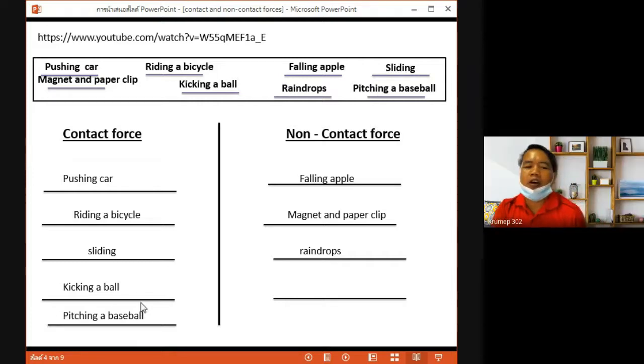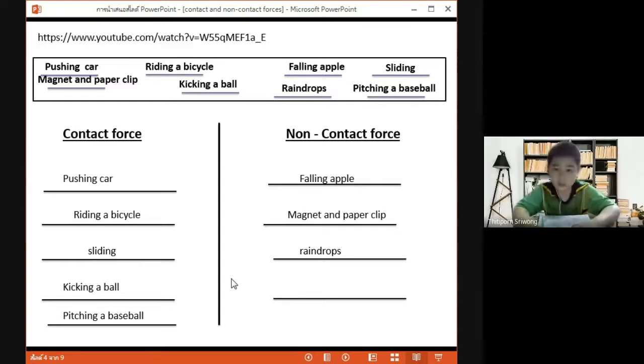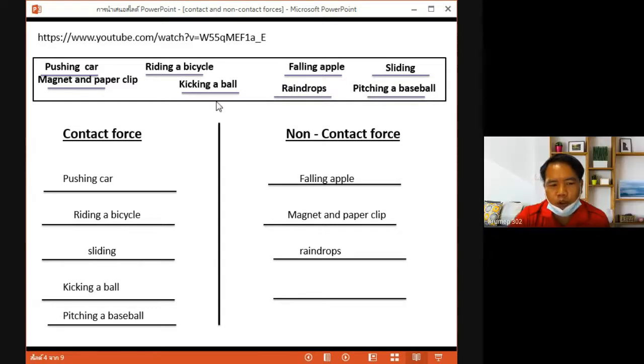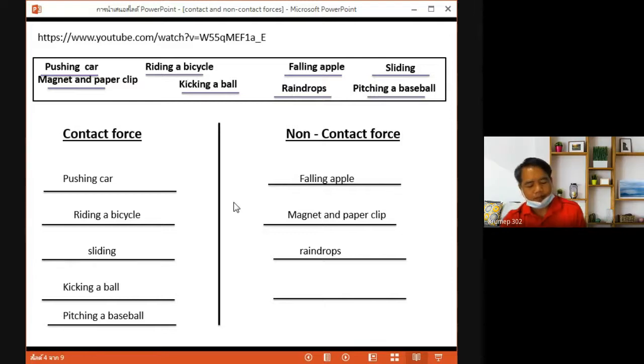Okay. So remember the examples of contact force and non-contact force. Why? You want to copy? Okay.